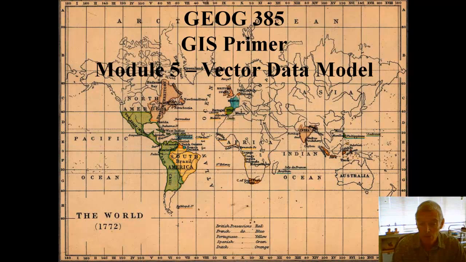Welcome back. This is Module 5 of GIS Primer, Geography 385. We're going to talk about the vector data model in Module 5 and actually in Module 6 also.